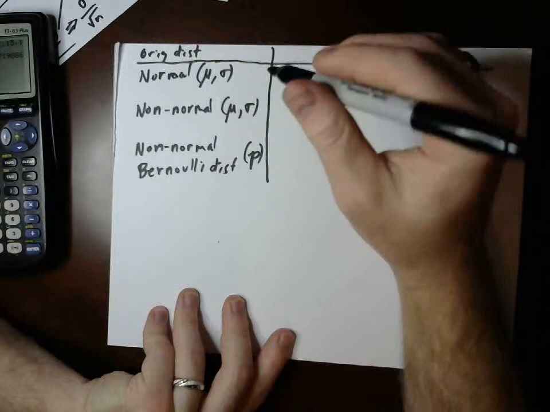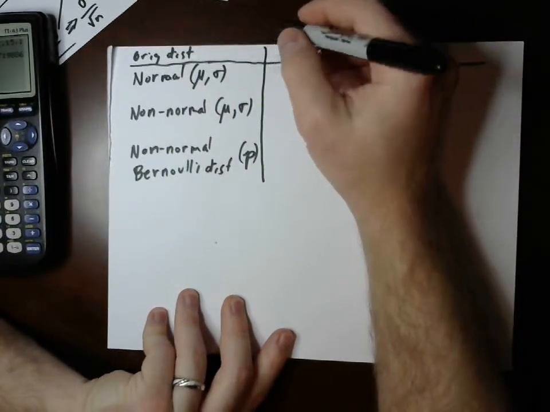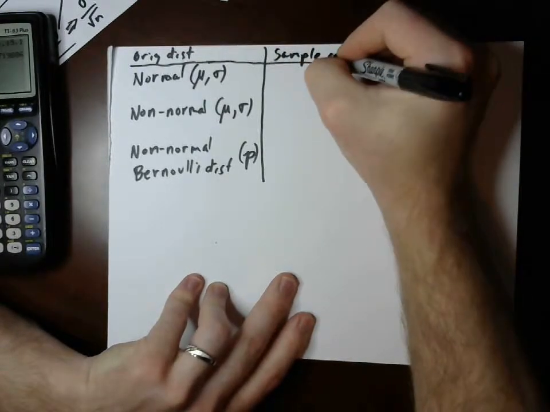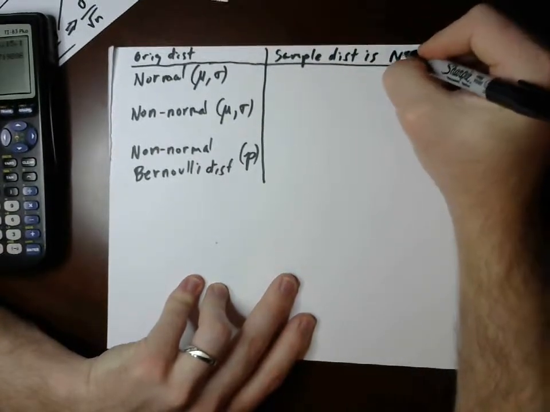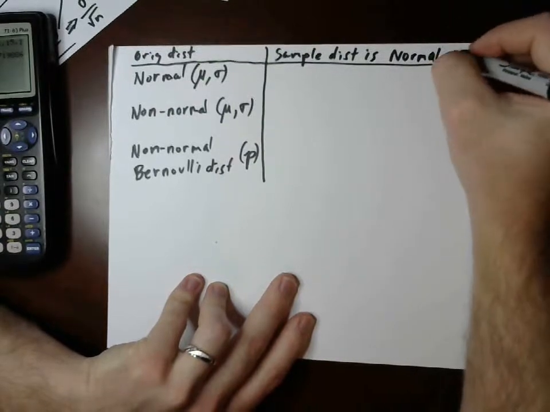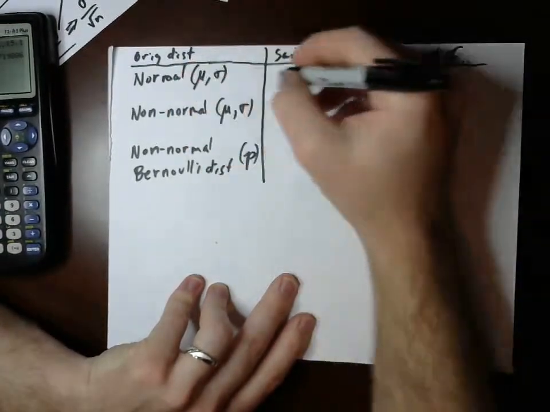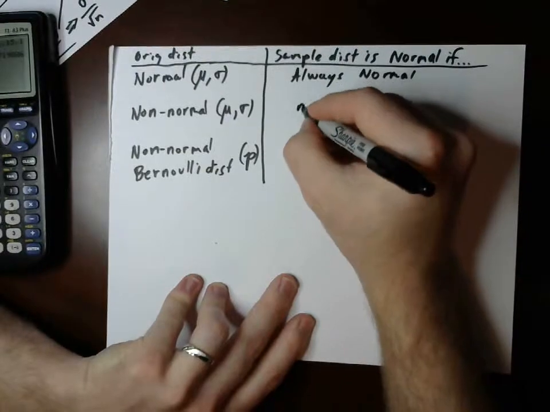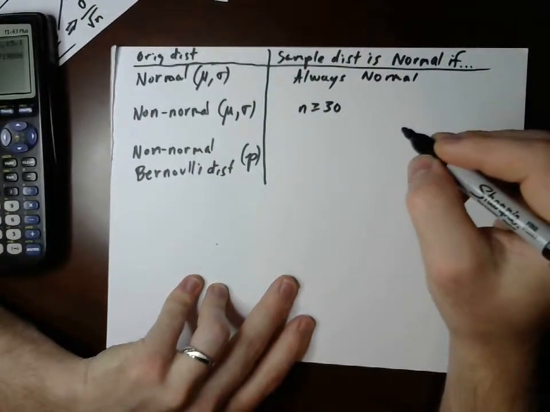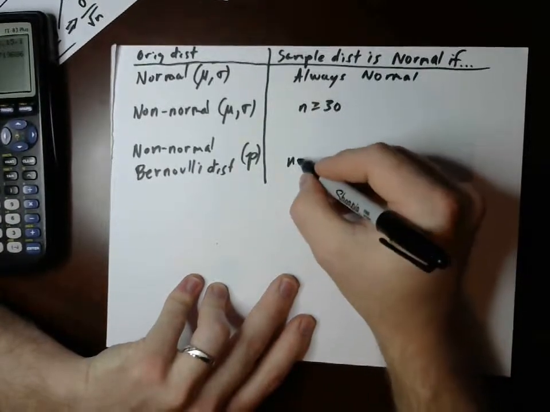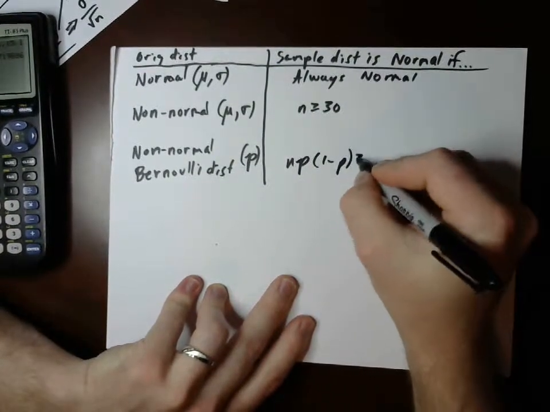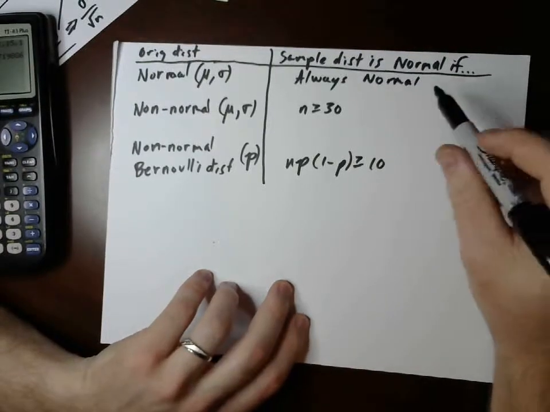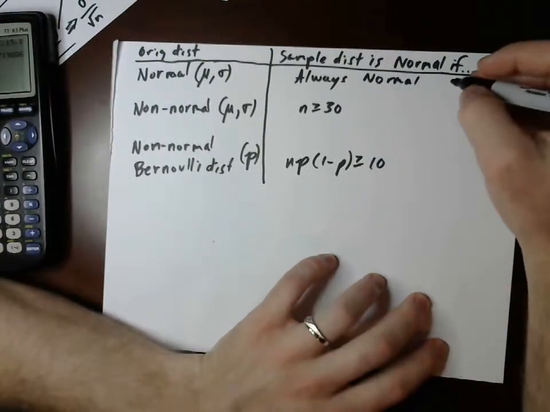And then we know that we have a normal distribution for the sampling. So the sampling distribution is normal if, and I'll just say always normal for the first case, as we mentioned before. In this case, n is greater than or equal to 30. And here, for a Bernoulli distribution, np and n(1 minus p) are greater than or equal to 10.